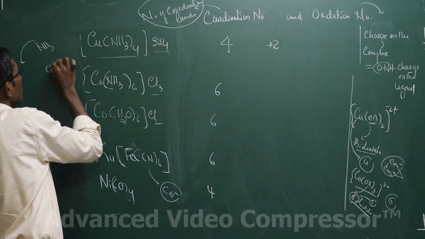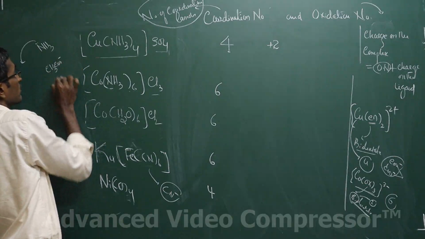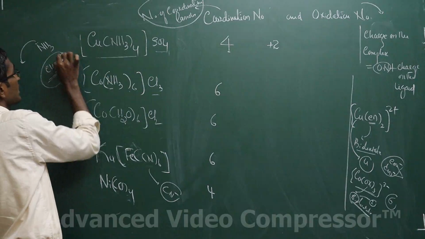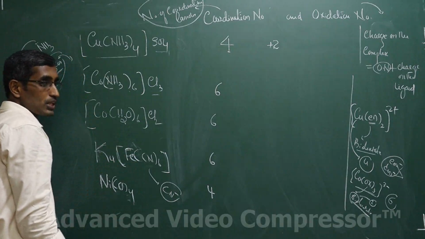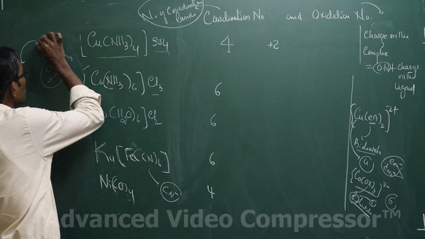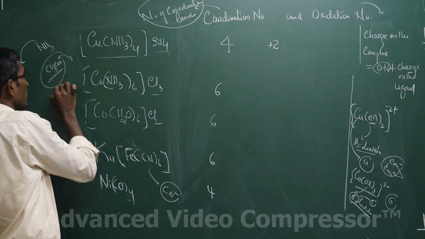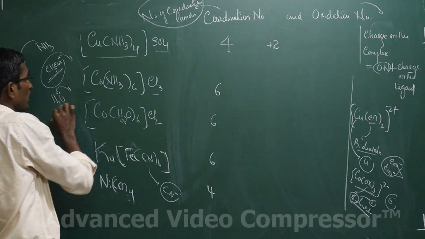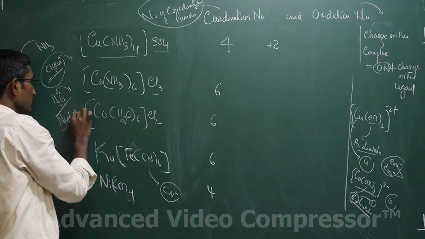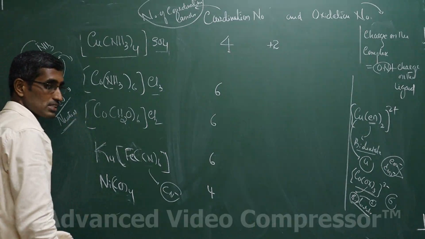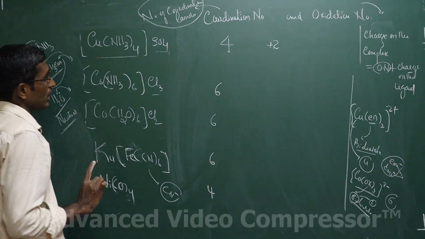On the other hand, if you have CH3COO minus, this is a negatively charged ligand. The negative charge is utilized for establishing a coordination bond. For example, in water, the oxygen lone pair is utilized. That means it is a neutral ligand, that is, it doesn't carry any charge.